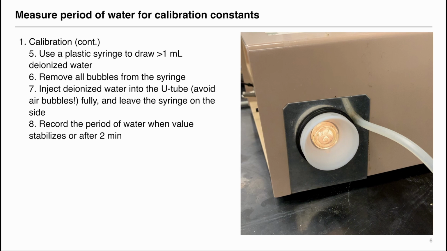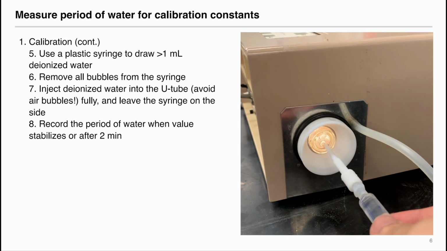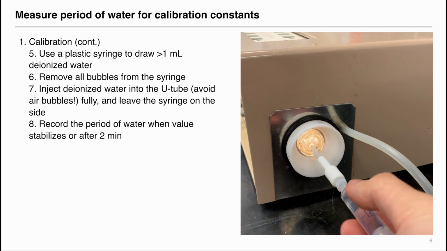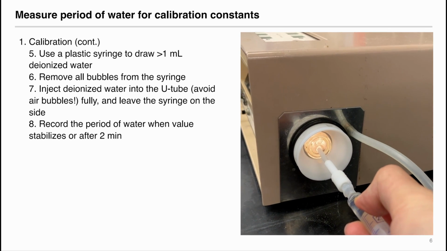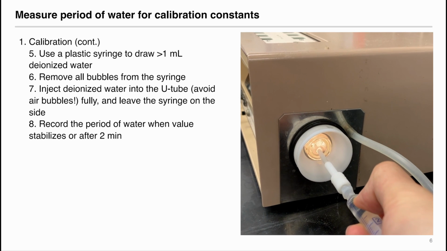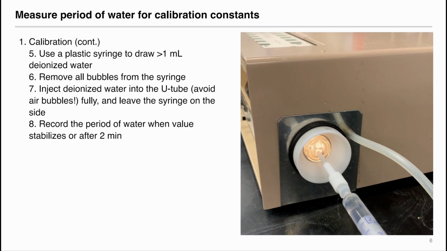Then we want to inject the deionized water into the U-tube using the plastic syringe. Make sure to avoid air bubbles. We want to inject fully so that you can see some water coming out of the top of the U-tube. Then leave the syringe on the side.